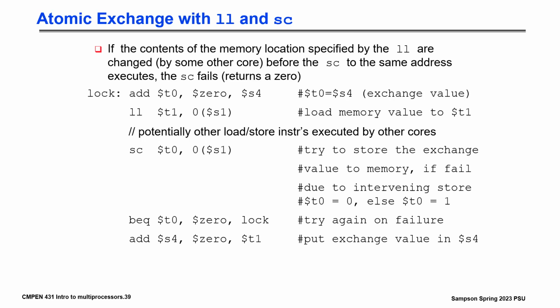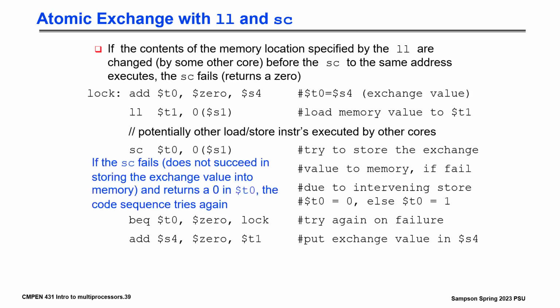Okay. So if anything invalidated it, this will fail. I'll notice that it failed, go and try again. If it succeeded, then I'm going to keep my exchange value, and then subsequently here, I can check what the actual value was. And if this is a lock rather than just an atomic exchange, I would then jump back to the beginning again if it was in fact already locked at the beginning. Okay.